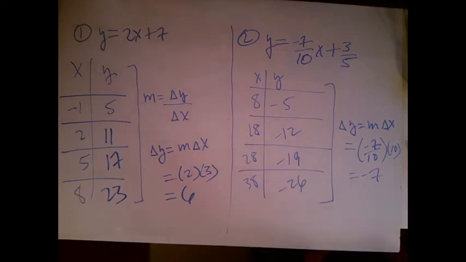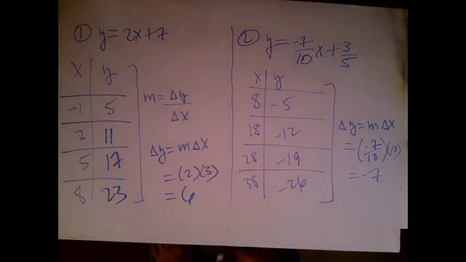Okay, in this one I want to show us how to make a table of data from linear functions. You can make them very fast using the slope, much faster than any other kind of function. Let's look at this first example over here. I picked y equals 2x plus 7. I can see there that the slope is 2.